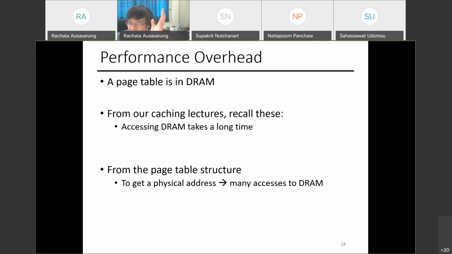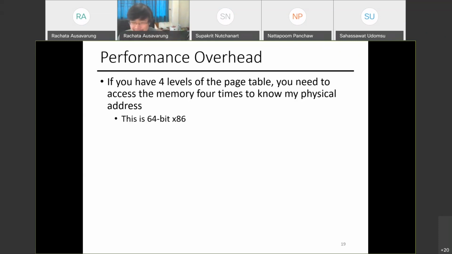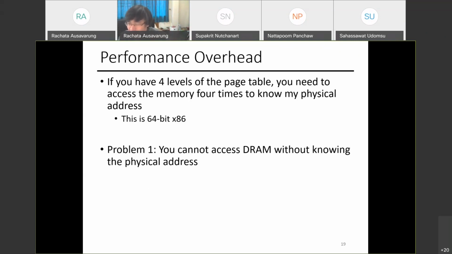Basically, the page table structure is in DRAM. So when you do translation from virtual address to physical address, you need to go to DRAM multiple times. And this is a big overhead, right? Because right now, all your machines use a 4-level page table. Problem 1: you can't access DRAM to grab your data without knowing the physical address. If you don't know the physical address, you can't do anything, which means you need to go through 4 levels of page table to get your physical address, and then you go the 5th time to get your data. That's 5 trips, right?